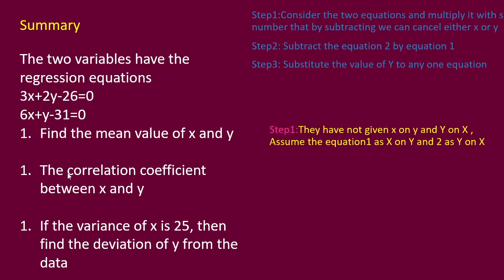And the second thing is the correlation coefficient between x and y. We know the formula that r equals square root of bxy into byx. So for this, we need to find out the regression coefficients. They have not given x on y and y on x specifically. They have just given the two equations.